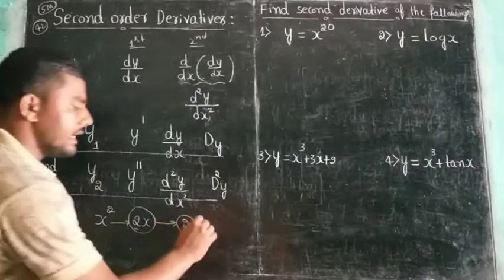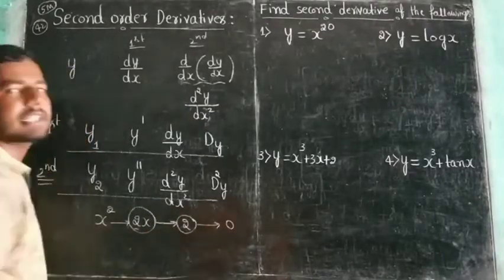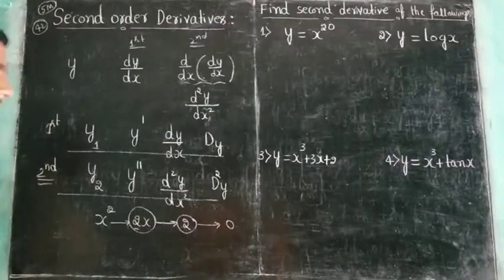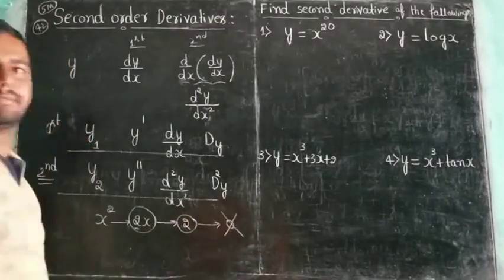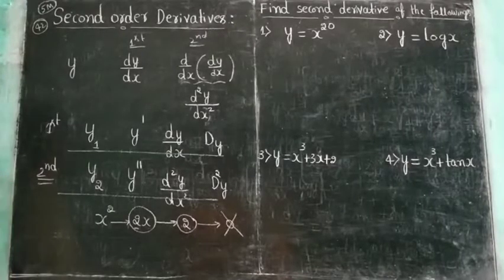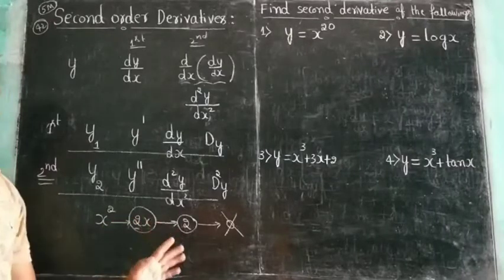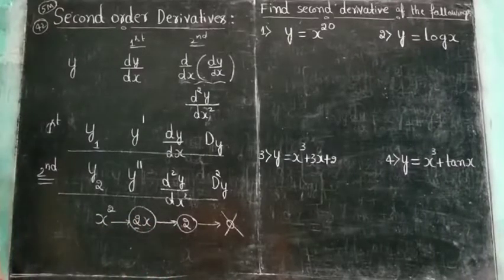What is the derivative of 2? The derivative of 2 is 0. It is the third order derivative, but it is not in your textbook. The NCERT contains only first order and second order, so we must know the first order derivative and the second order derivative.